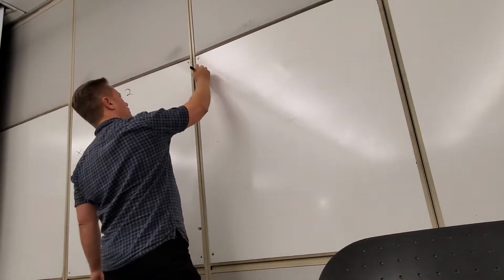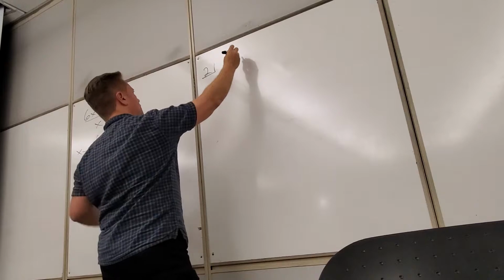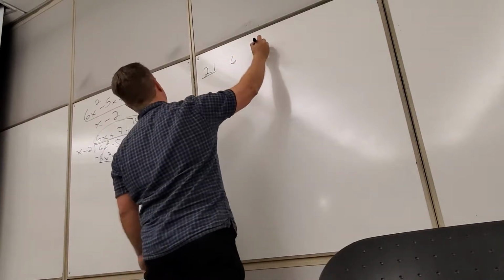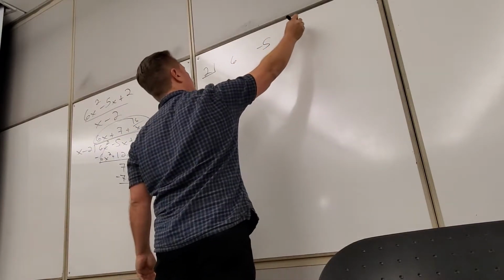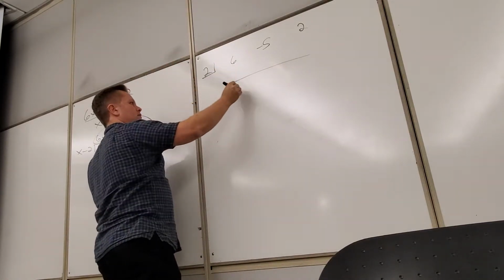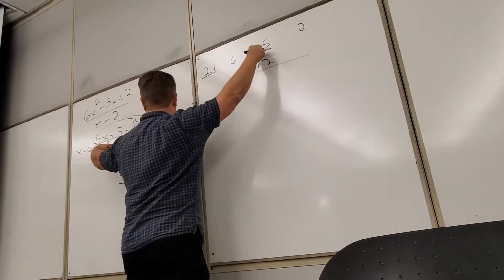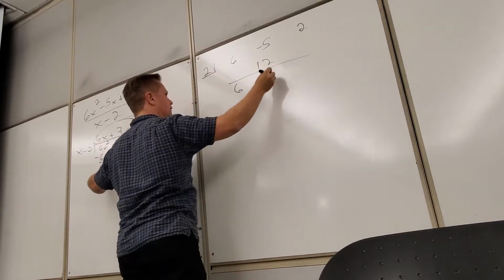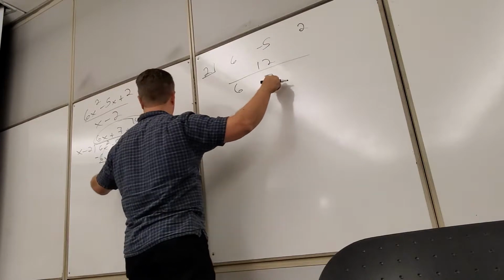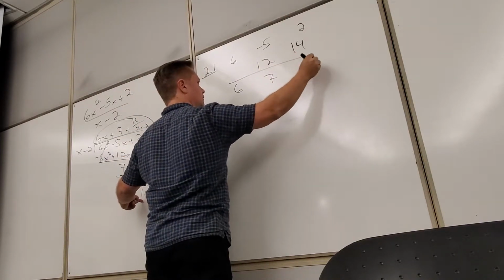So what's it look like? The box has a 2. I like to change the sign right off the bat. And then 6, negative 5, 2. 6 comes down. 2 times 6 is 12. Negative 5 plus 12 is 7. 2 times 7 is 14. 14 plus 2 is, right?